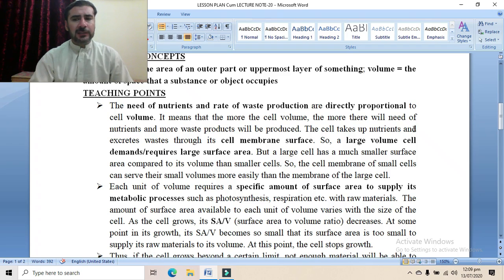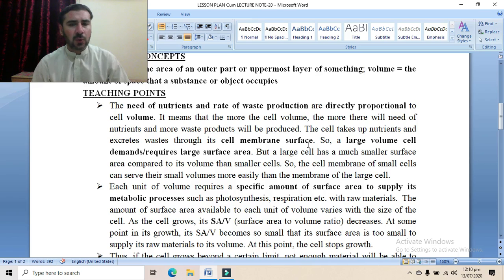Now the cell takes up nutrients and excretes waste through its cell membrane surface. The cells take the nutrients from the environment through the cell surface, and that surface is basically the cell membrane. So through the membrane, the cells take up nutrients from the environment, and they excrete the waste products which are produced inside through the cell membrane.